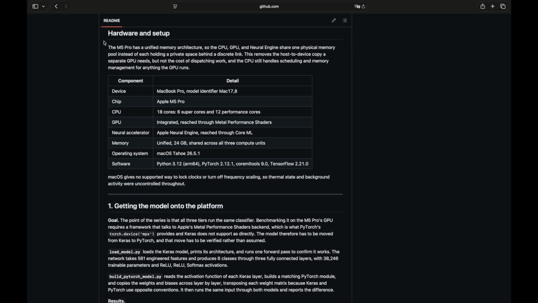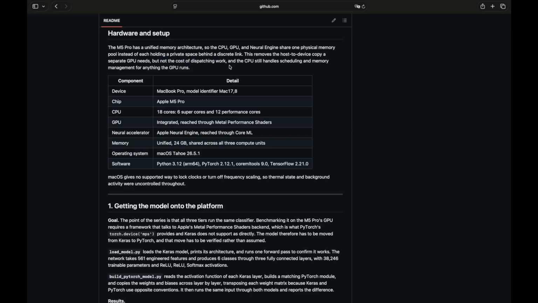The M5 Pro is a system on chip with a unified memory architecture, the same arrangement as the Jetson in Tier 2. The CPU, GPU, and neural engine share one physical memory pool rather than communicating across a PCI Express link. This removes the explicit host-to-device copy that consumed roughly a third of the end-to-end path in Tier 2, but it does not remove the cost of dispatching work.